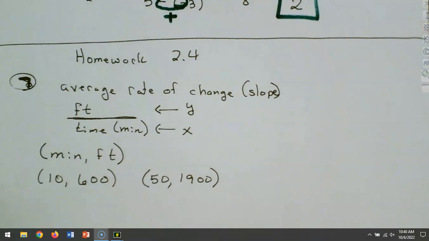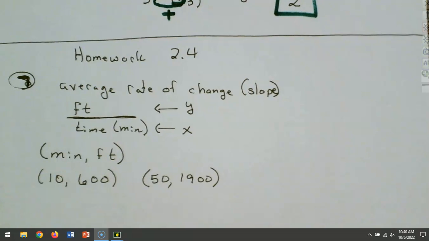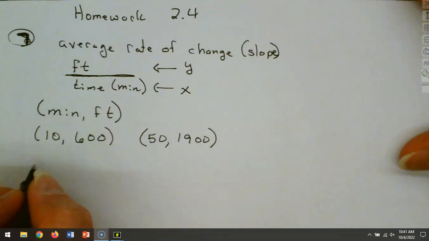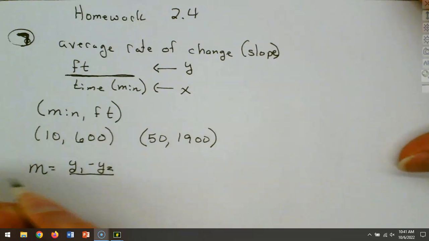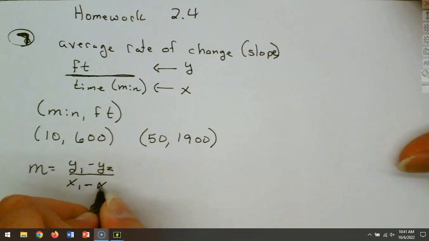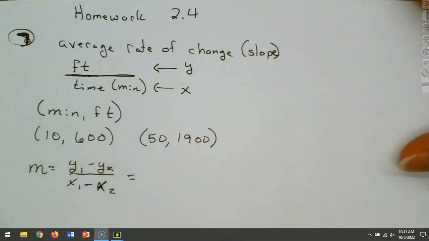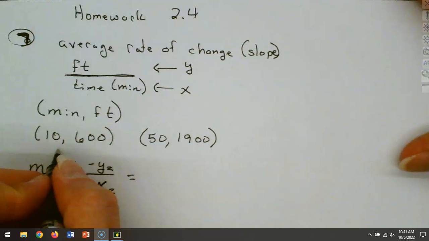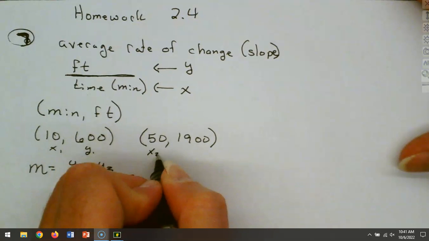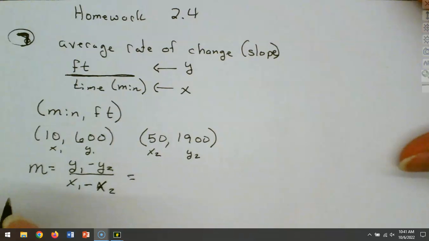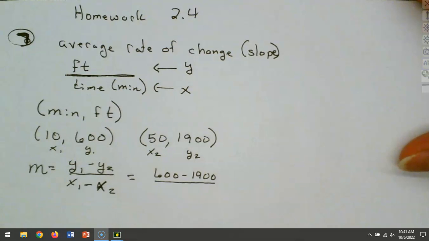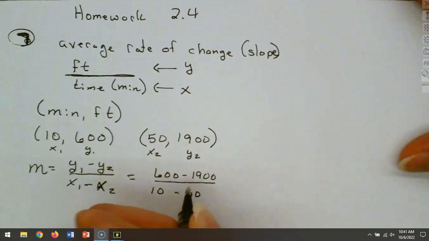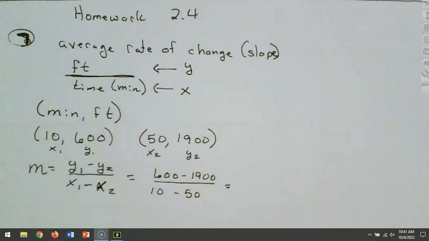Now we've got our ordered pairs. Nothing really to do but find our slope. And what's our slope formula? M equals y1 minus y2 over x1 minus x2. And that is now going to be x1, y1, x2, y2. That is going to now be 600 minus 1900 over 10 minus 50. And we can work this out and come up with our slope.